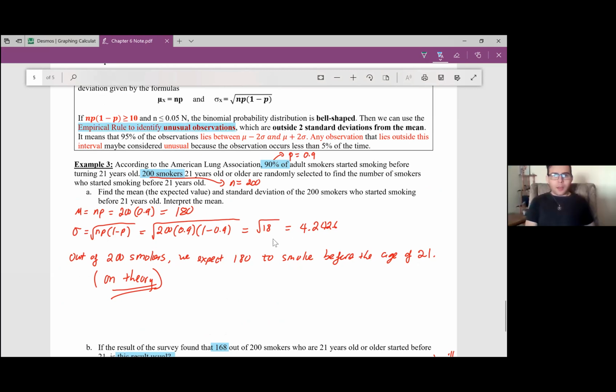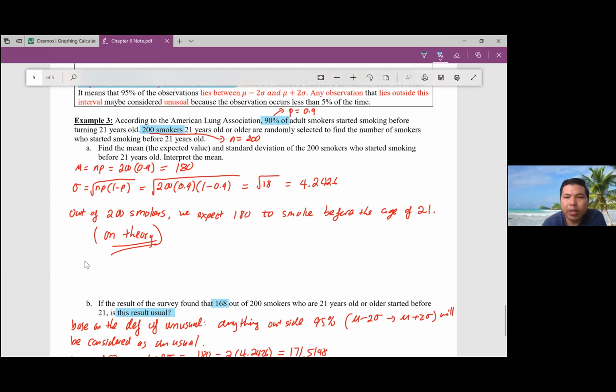Okay. And will we be given questions with distributions that are not bell-shaped? No, it's going to be bell-shaped, because this is how we verify that. We forgot to verify that, but we do n times p and n times 1 minus p. So you take 200 times 0.9, and 200 times 1 minus 0.9, and this gives us 18. That's bigger than or equal to 10, so that tells us we can use the bell shape.